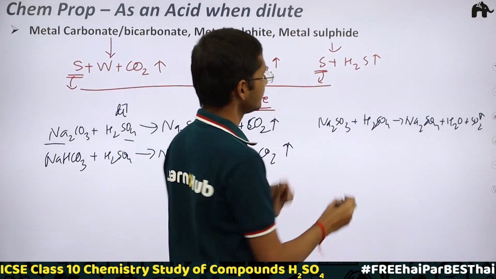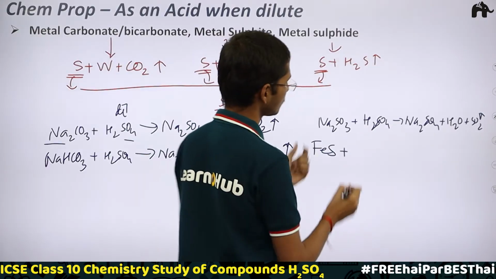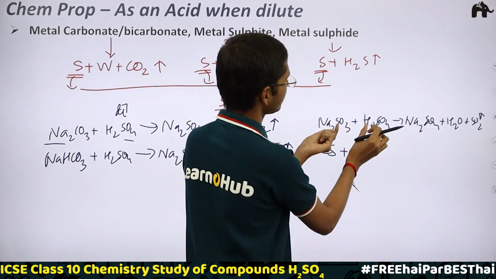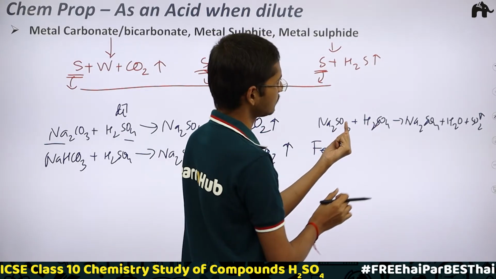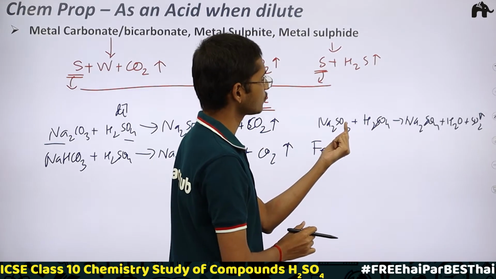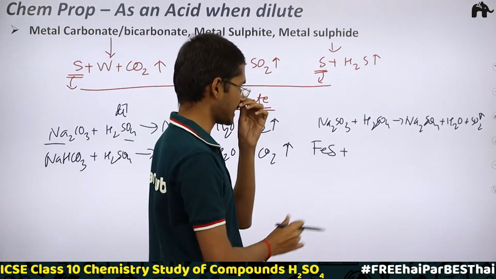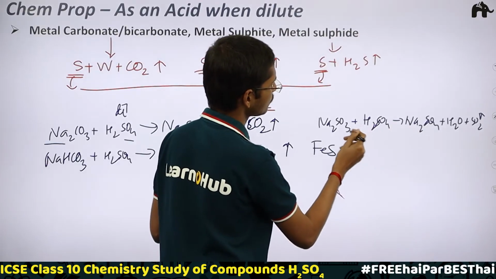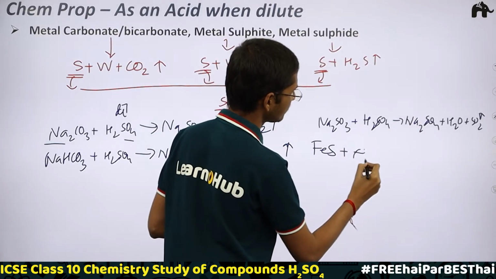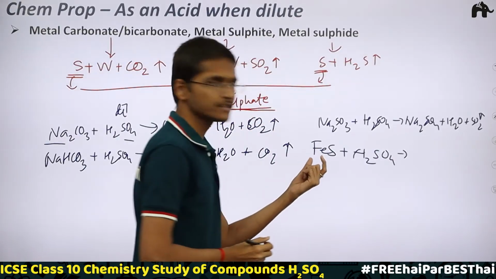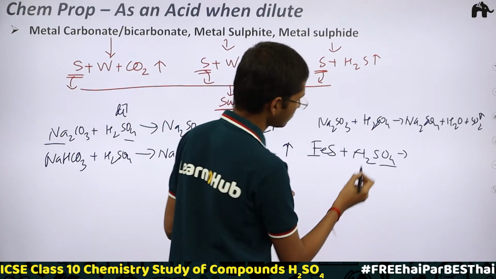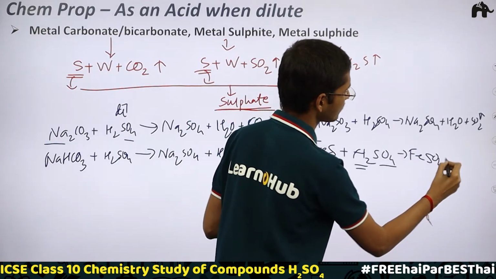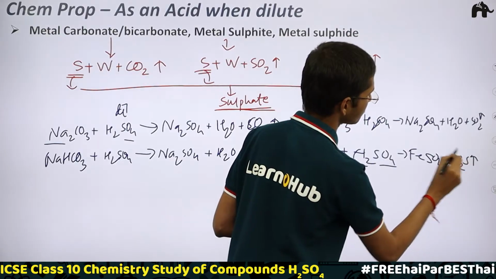While for sulfide, I would take this example, ferrous sulfide. See Na2SO4 right here, and then H2O, and one O would go from here, then what it would form is SO2. In this way also you can remember the reaction. Then moving ahead, FeS gives FeSO4 and H2S gas. See, H2S gas. So again sulfate, but here H2S gas is released.